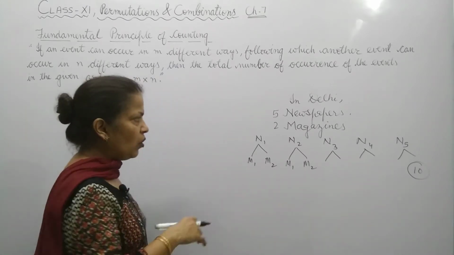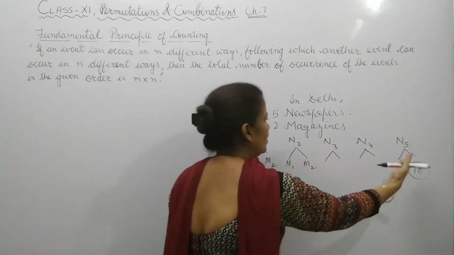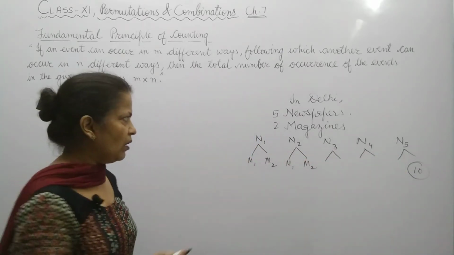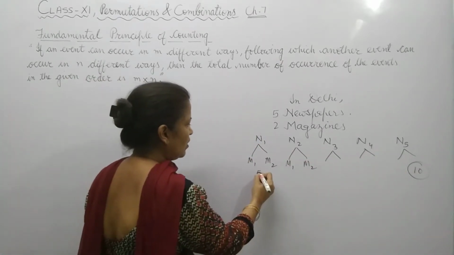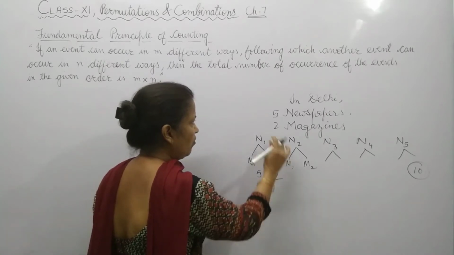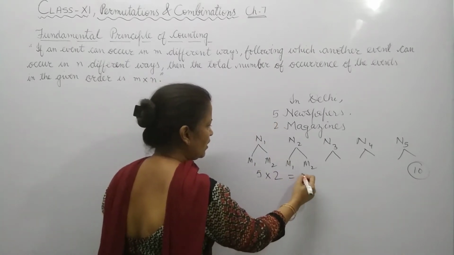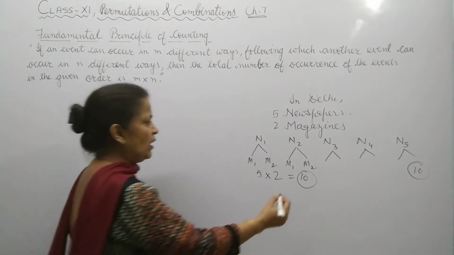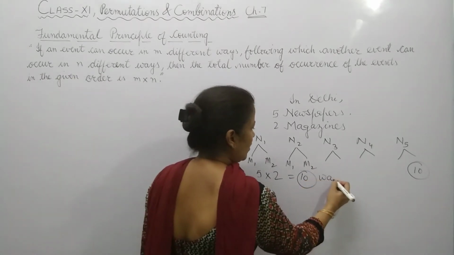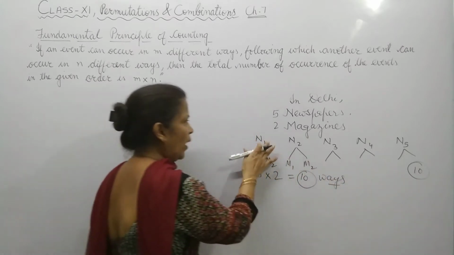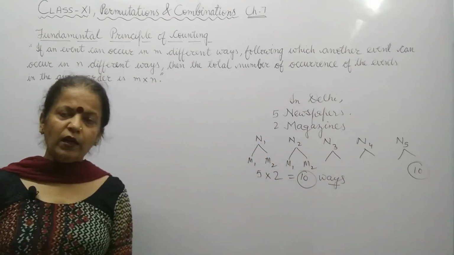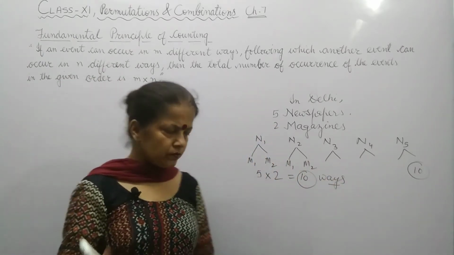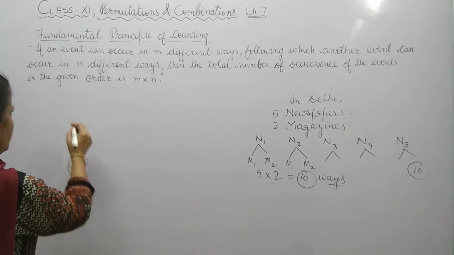Instead of doing it with this tree method, we can find the number of ways like this also: 5 into 2, that is 10. So there will be 10 ways in which a person can choose one newspaper and one magazine. Now let's take one more example.